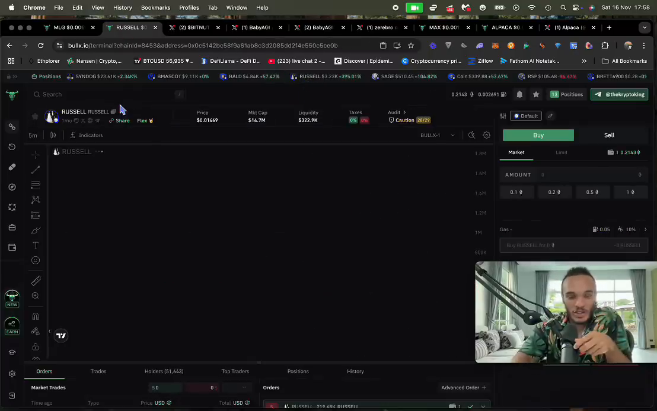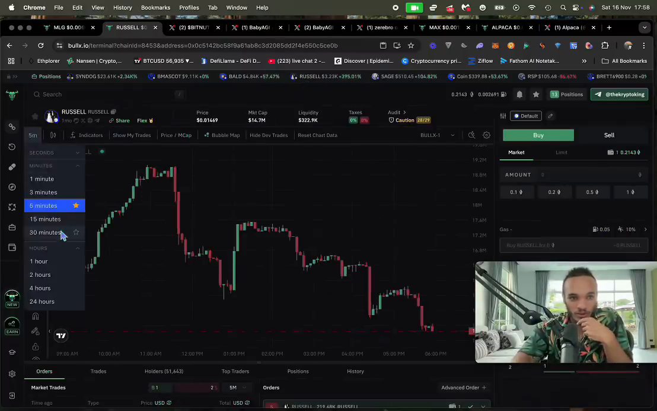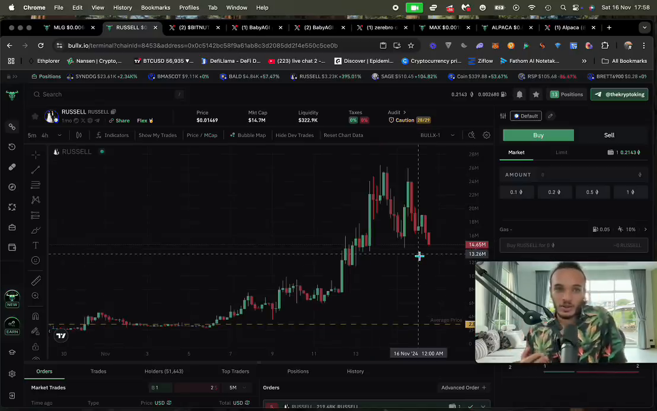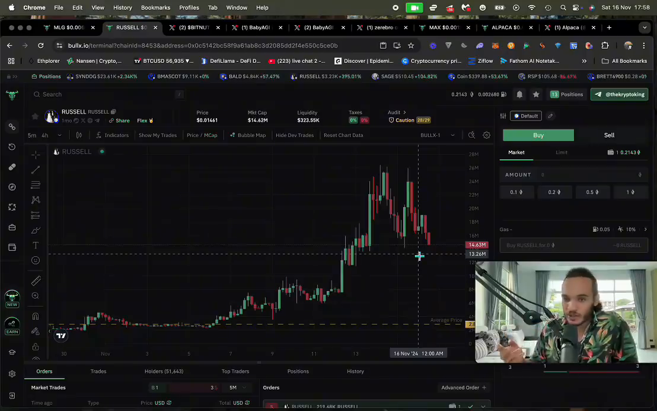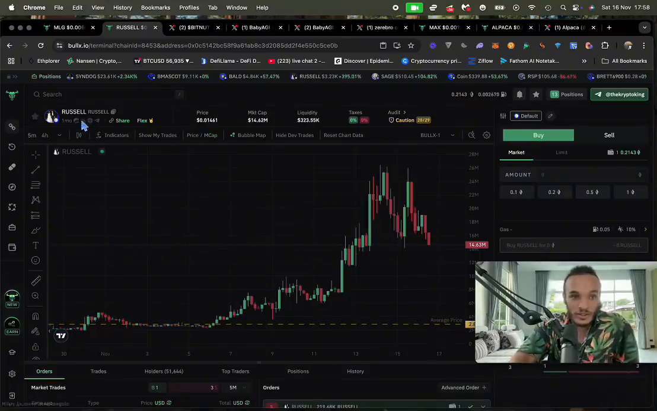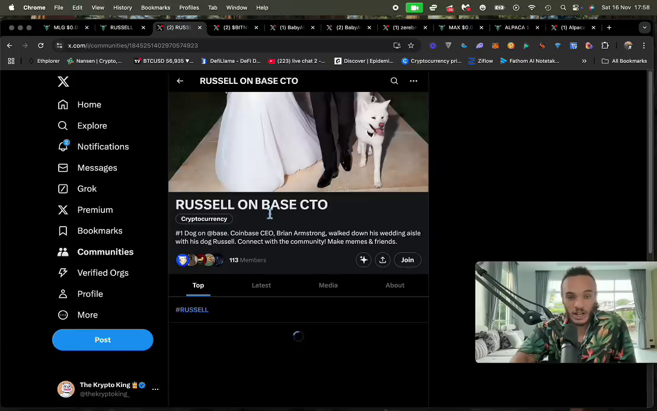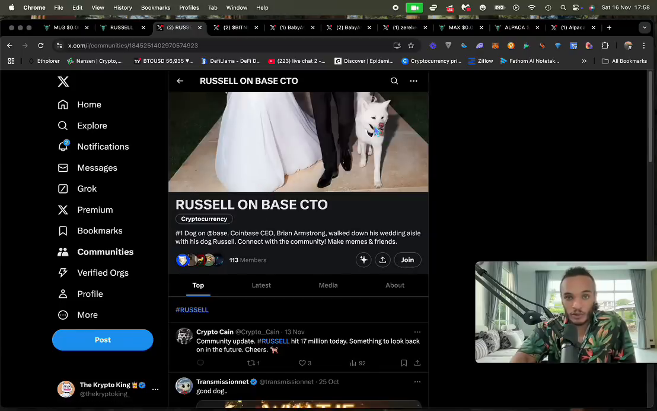Let me show you something. This one is Russell, right? If you look at Russell, on every chain, you have the cats and the dogs, right? But you also have the dogs of the individuals. So you have things like Trump's cat, Trump's dog, right? Whenever Trump is going to be seen with a dog or a cat, look on Pump Fun, find those memes, right? In this case, this is on Base Chain. It's been out for a month now. This is Russell, which is actually the founder of Coinbase's dog.